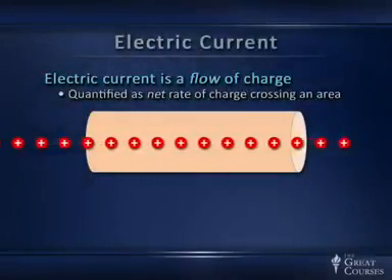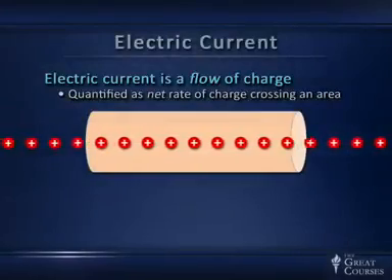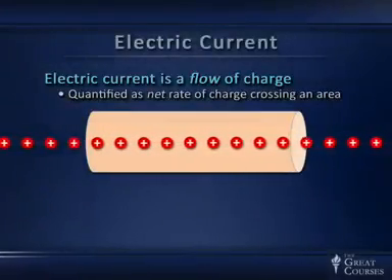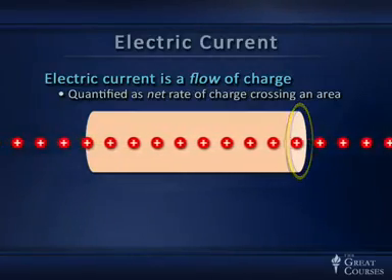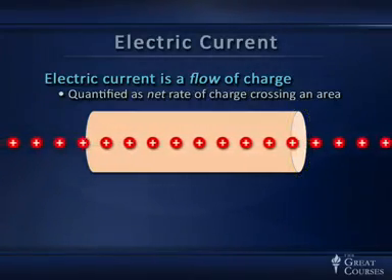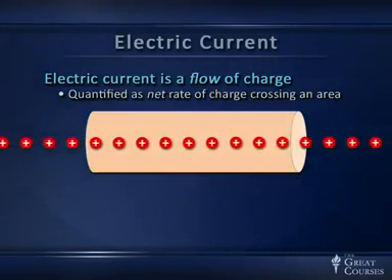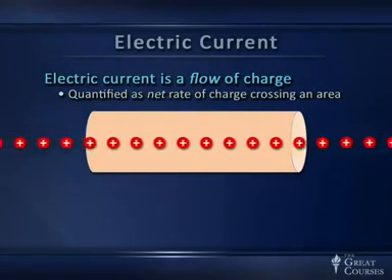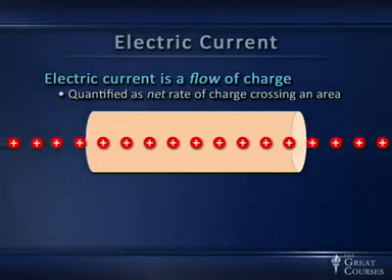So what is this motion of charge that we call electric current? Let's begin with a definition of it. Electric current is basically a flow of charge. If you want to get really technical about it, it's the net rate of charge crossing a given area. You give me an area, like, for example, the cross-sectional area of a piece of wire. And you can ask, what's the current flowing through that wire? What's the number of coulombs every second crossing the area of that wire? That's what we mean by current. We mean the net rate of charge crossing an area.